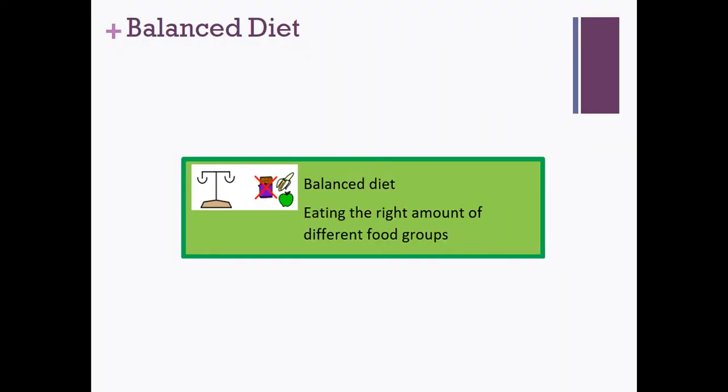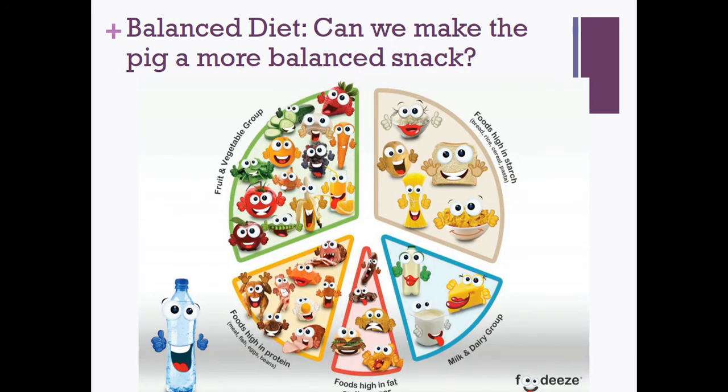Remember, we looked at a balanced diet before, so that's eating the right amount of different food groups. So not having too much of something and not having enough of something. So we know we shouldn't have too much sugar. We can have a little bit, and we can have plenty of fruit and vegetables. So looking at our balanced diet plate here with all the different food groups, I want you to pause the video here and talk to the person you're doing your home learning with and see if you can make the pig a more balanced snack.